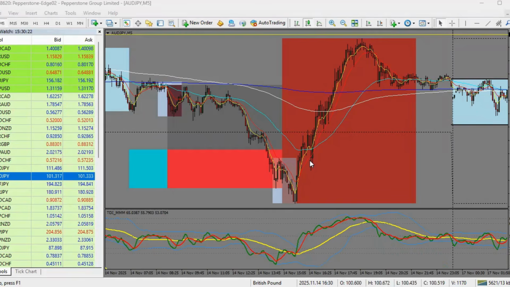Hang around. I'll have a few examples at the end so that I can illustrate how we apply the TDI divergence. All right, let's get into it.